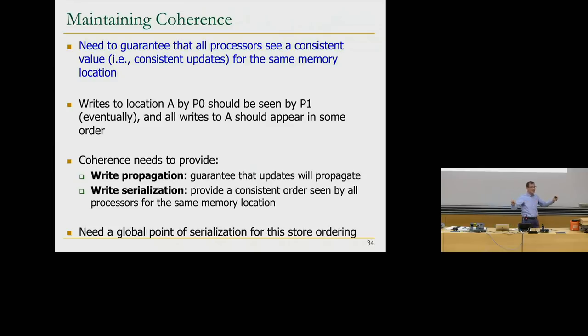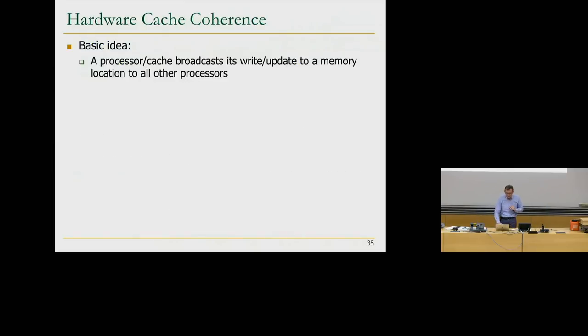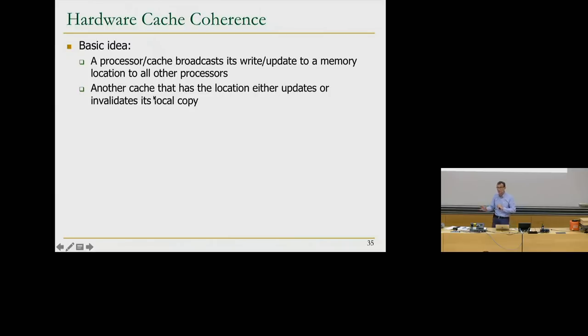And the reason you have the shared bus and the Snoopy bus protocol is all processors are aware of the write that's going on by some other processor, right? That's the point of global ordering in the Snoopy bus protocol. So the basic idea is very simple. A processor or cache broadcasts its write, update to a memory location to all other processors, and another cache that has the location either updates or invalidates its local copy. So this is a high-level idea.